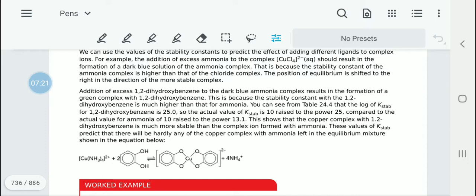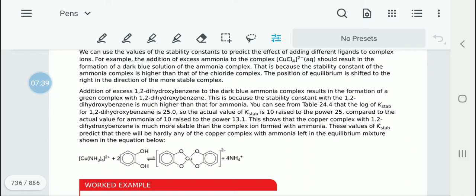Now, if you add excess 1,2-dihydroxybenzene to the dark blue ammonia complex, that would produce the green complex of 1,2-dihydroxybenzene, because it has a stability constant more than ammonia.